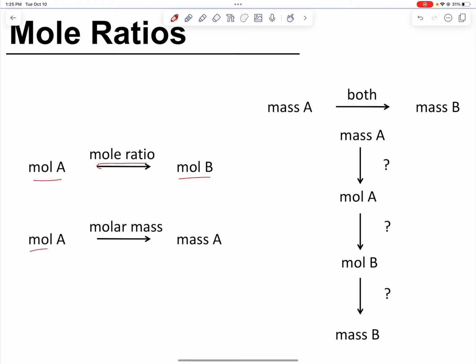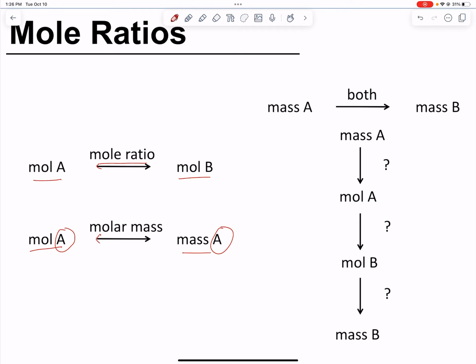If you have the moles of something and you're asked to calculate the mass of that thing, notice our substance is A both times. So we're not converting to a new substance, we're just calculating between the moles and the mass of a substance. Remember, we will use molar mass, and vice versa. If you have the mass of substance A and you're asked how many moles, you will use the molar mass.